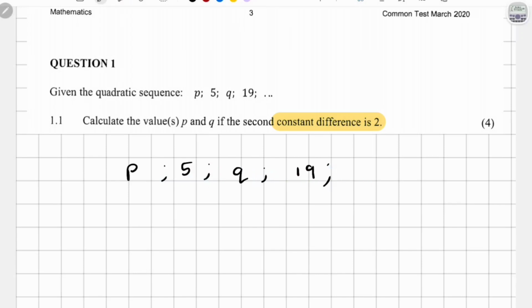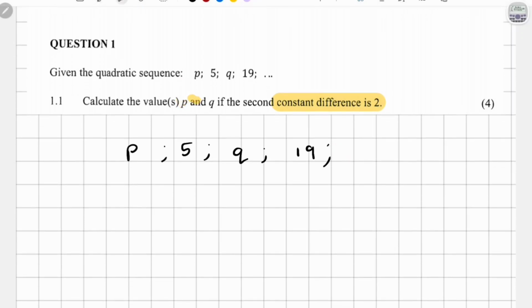And they want us to find out what exactly P and Q are going to be if the second constant difference is 2. Well, how do we find the second constant difference? We'll find it first of all by finding the first difference. So the first difference, we can start over here. We would say 19 minus Q. That's what's going to give us that term between those two terms in the quadratic. So 19 minus Q, that's what we get there.